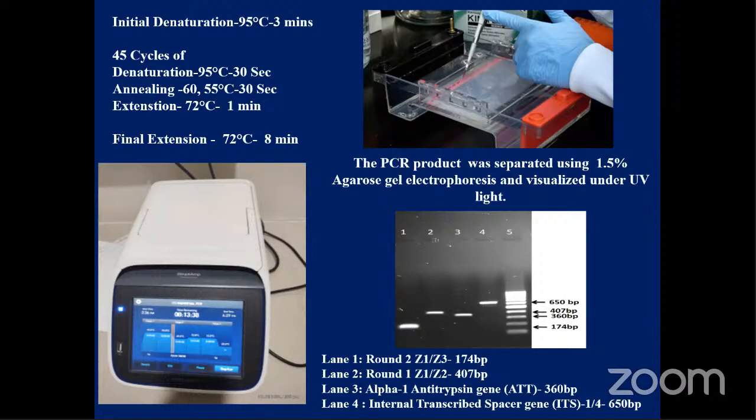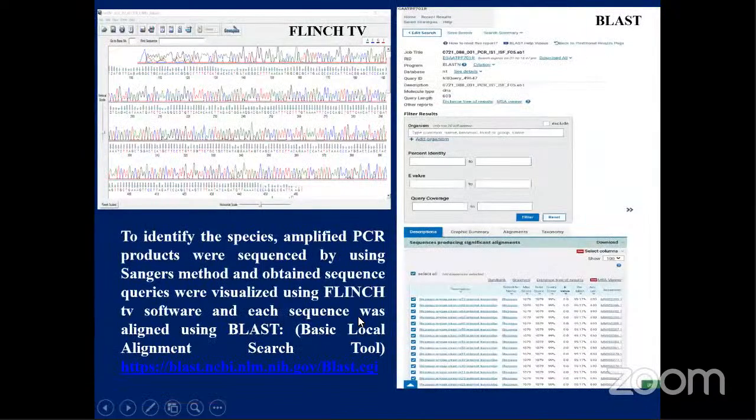This is the gel representation showing lane 1, Z1 Z3 at 174 base pairs, lane 2, Z1 Z2 at 407 base pairs, lane 3, alpha 1 antitrypsin as a local primer control, and lane 4, the internal transcribed spacer gene read at 650 base pairs, and this is the ladder. To identify the species, amplified PCR products were sequenced by Sanger's method, the sequences were visualized using Finch TV software, and each sequence was aligned using BLAST.